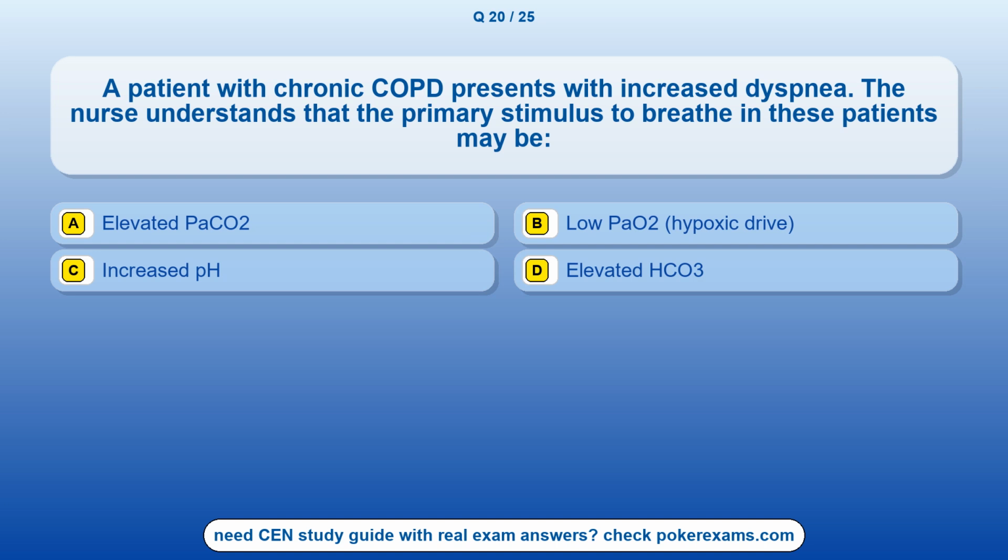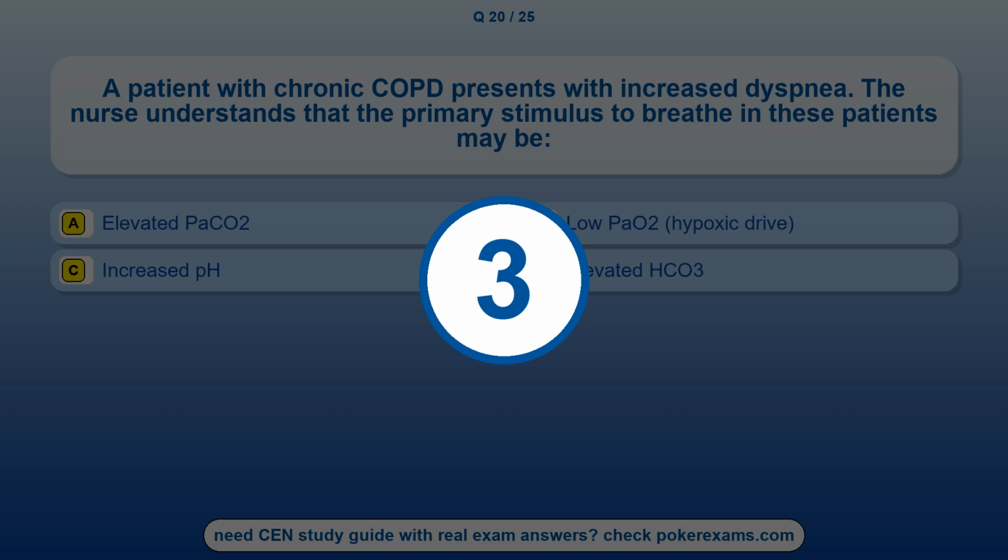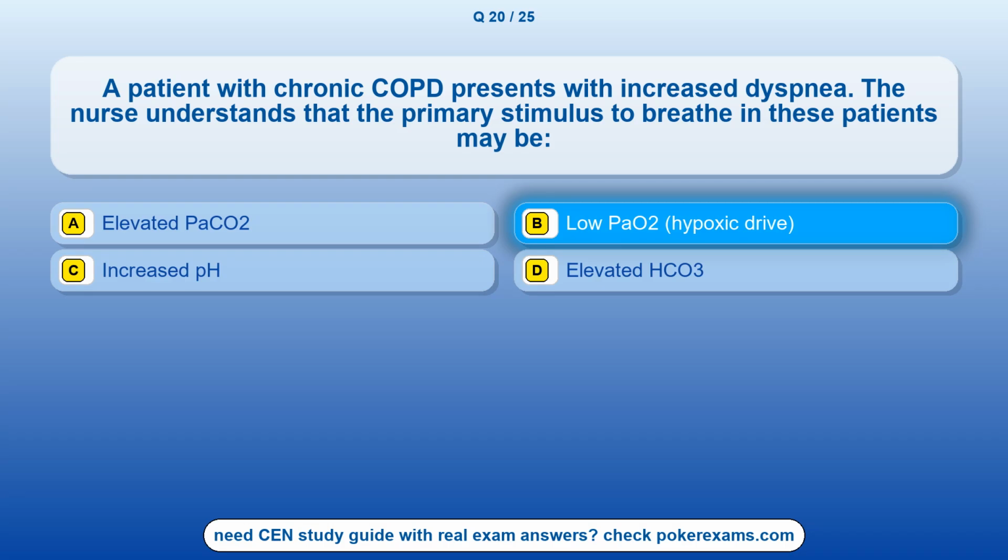Question 20. A patient with chronic COPD presents with increased dyspnea. The nurse understands that the primary stimulus to breathe in these patients may be option A, elevated PaCO2, option B, low PaO2, hypoxic drive, option C, increased pH, option D, elevated HCO3. The correct answer is option B, low PaO2, hypoxic drive.